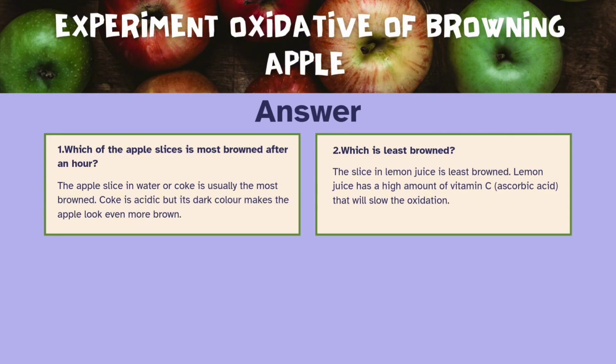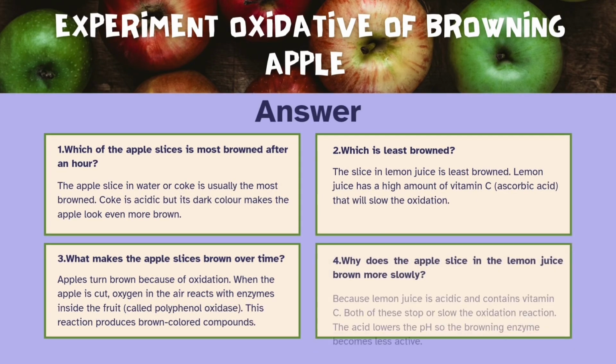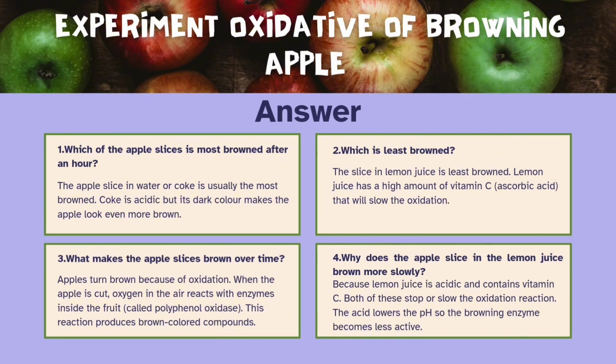And the answer for question 3, apple turns brown because of oxidation. When the apple is cut, oxygen in the air reacts with the enzyme inside the fruit that we call polyphenol oxidase. This reaction produces brown color compounds. Lastly, it is because lemon juice is acidic and contains vitamin C. Both of these stop or slow the oxidation reaction. The acid lowers the pH, so the browning enzyme becomes less active.